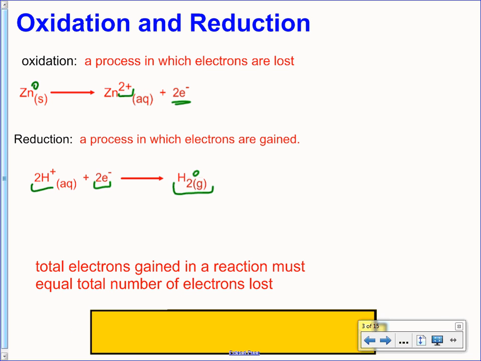So in any redox reaction, or any reaction where we have oxidation reduction going on, the total electrons gained in a reaction must equal the total number of electrons that have been lost. And this is ultimately one of the key concepts that we'll use going forward in balancing our redox reactions. So total electrons gained have to equal total number of electrons lost. These electrons just don't disappear out into nowhere.